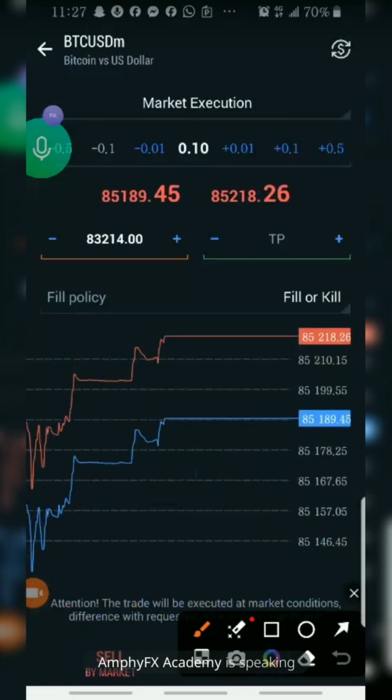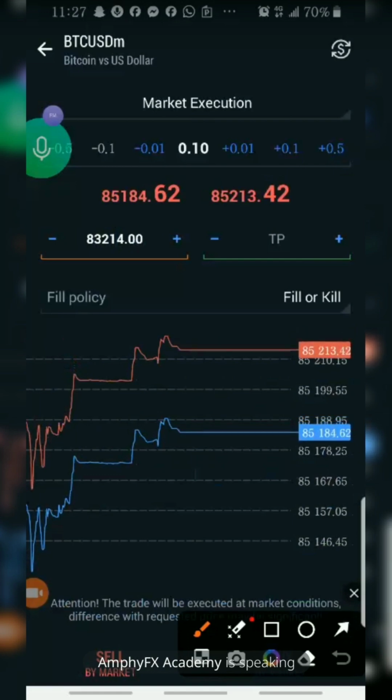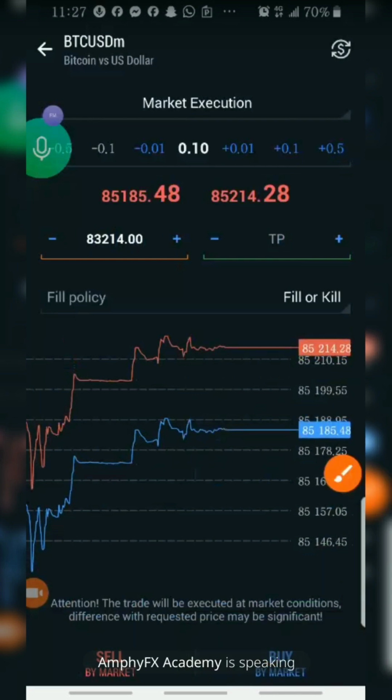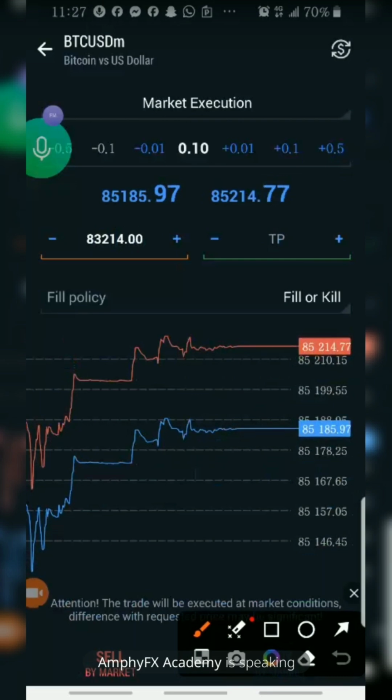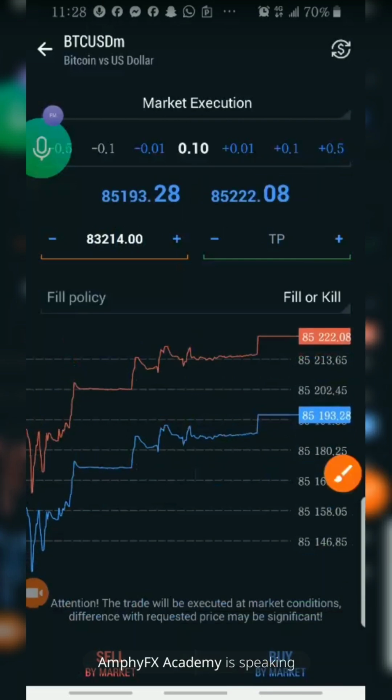I'm predicting that the price will increase to that level. So I'll enter my take profit above that level. Let's say I want to see BTC rise to $90,000. I'll now enter my TP as what? As $90,000.